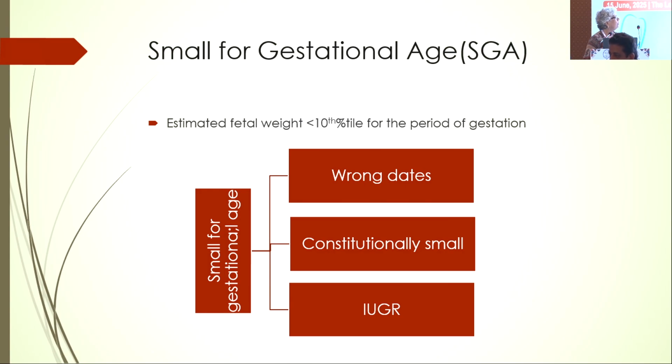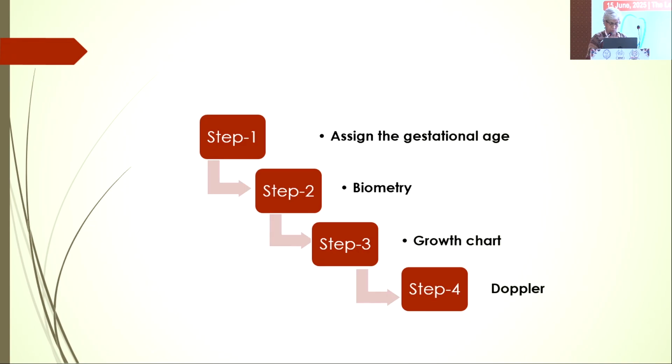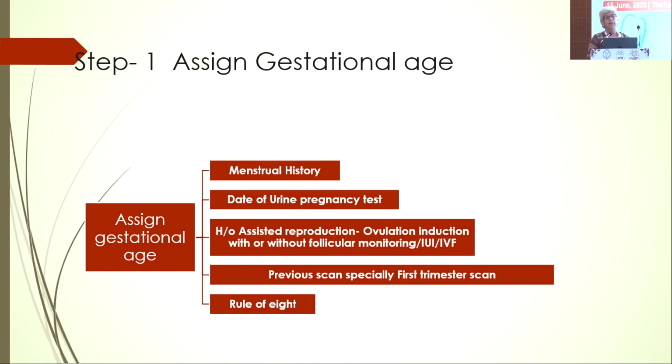So, as we know, small for gestational age is when the estimated fetal weight of the fetus is less than the 10th percentile. So, it's not synonymous with intrauterine growth restriction. We have to see that it includes wrong dates and constitutionally small fetuses also. So, we have to differentiate all these varieties from intrauterine growth restriction. What we should do is follow a stepwise approach.